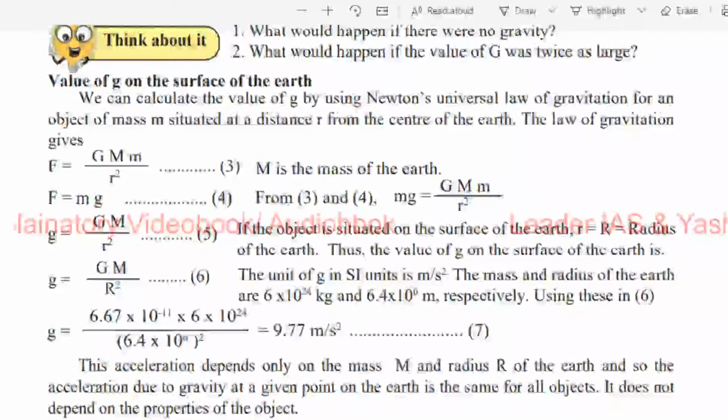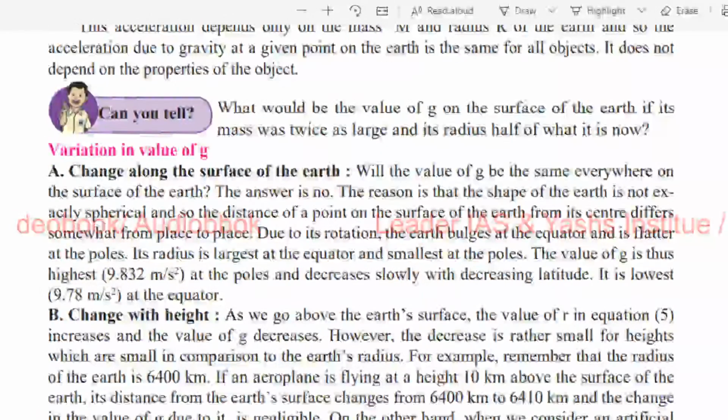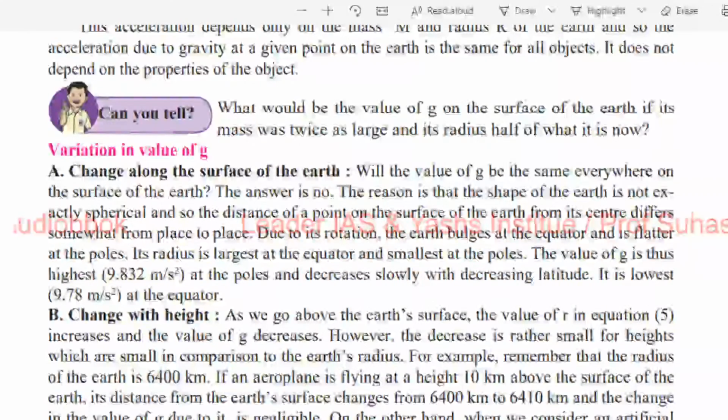There is a mathematical value of small g on the surface of the Earth. See it in the picture. Can you tell, in the box, what would be the value of small g on the surface of the Earth if its mass was twice as large and its radius half of what it is now?